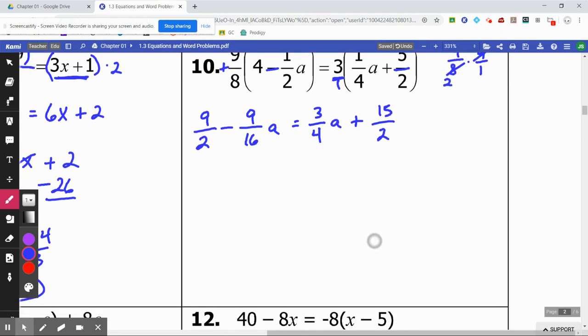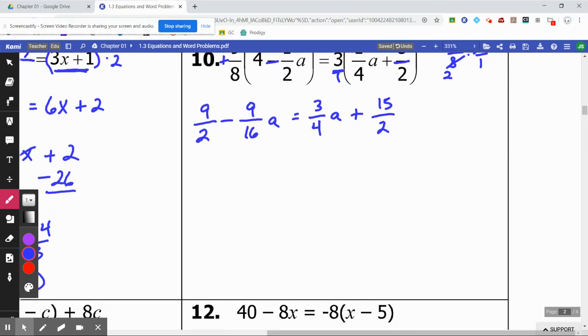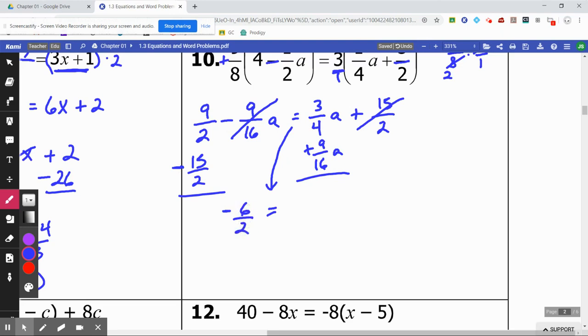We want all of our A's on the same side. It does not matter which you move. But again, if I have a negative 9/16, I would rather move it over here by doing positive 9/16. That way you're not dealing with any negatives. However, if you want your A's on the right side, let's move this positive 15 halves to the left side by doing minus 15 halves. The equal sign is still right here in the middle. 9 minus 15 is negative 6 halves. And we can reduce that in just a second.